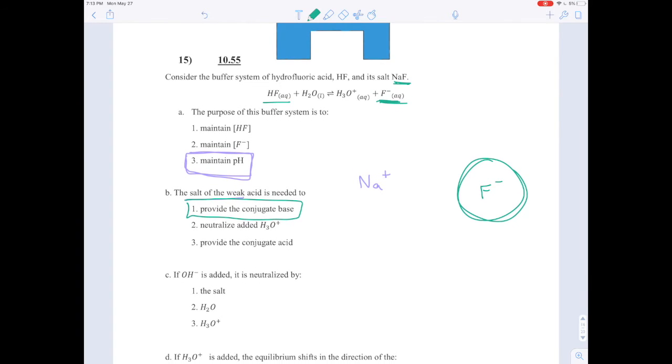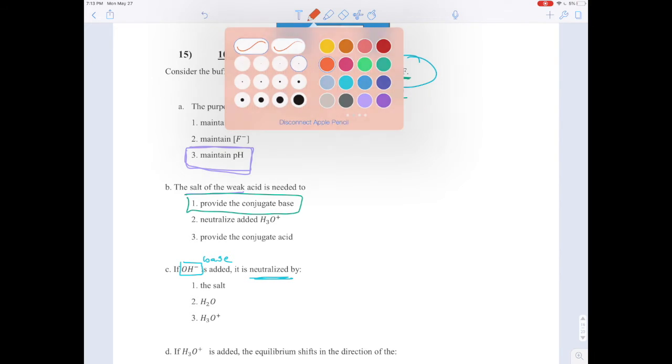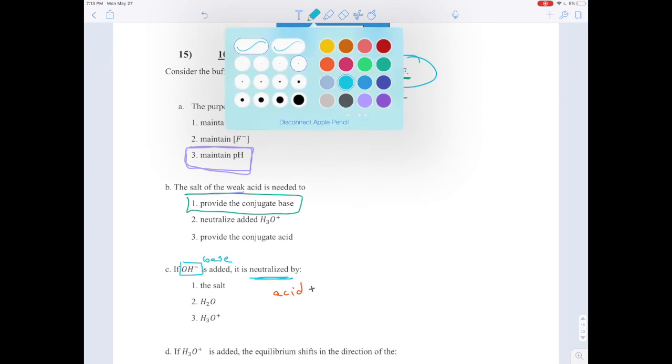Okay, how about C? C says, if OH- is added, and keep in mind, OH-, famous base. So if a base is added, it is neutralized by what? Is it neutralized by the salt? No. Remember, neutralization is where an acid combines with a base. So we're looking for some sort of an acid to combine with this OH-.